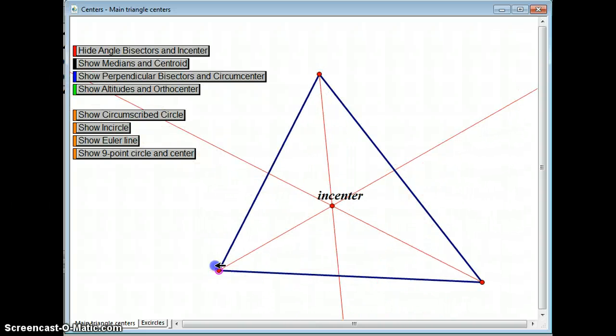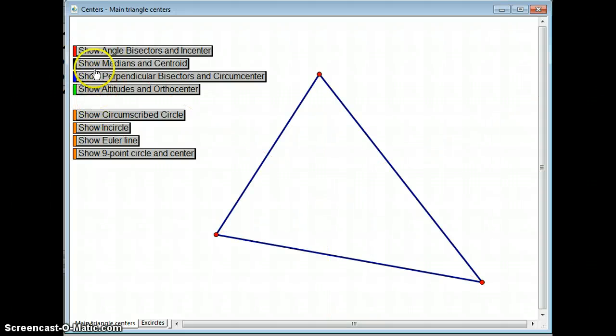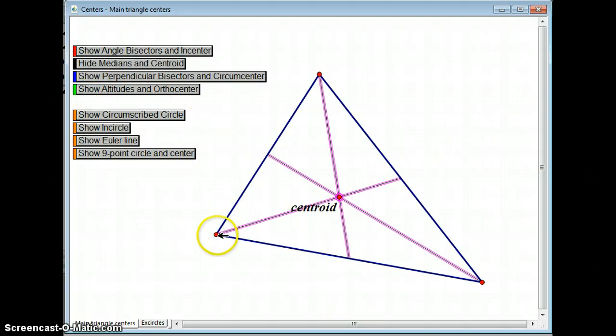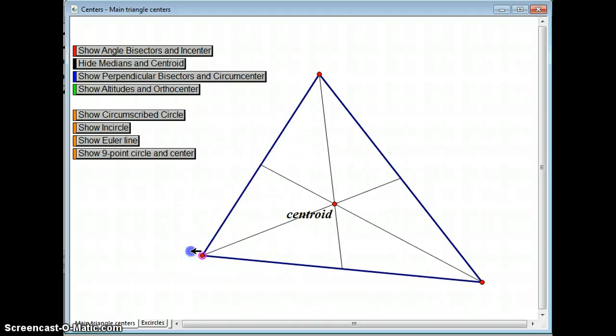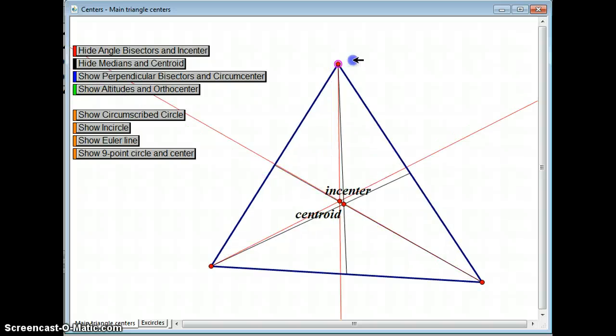You could do this yourself on sketchpad. It doesn't take that long. That's what that one looks like. Ooh, is my color scheme the same? Not quite. This is the medians and the centroid. But of course, on sketchpad, what's kind of cool is I could show both those things at the same time. You might be thinking, well, those look really close.